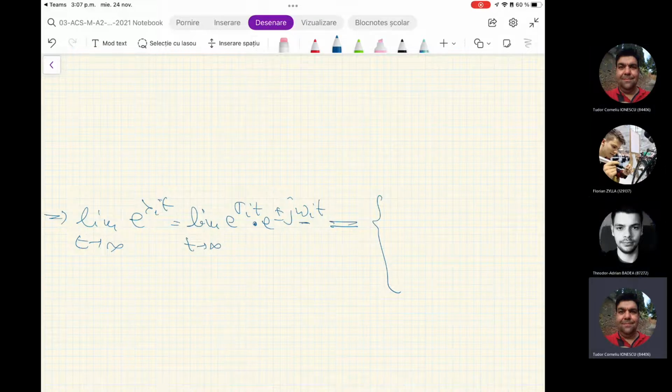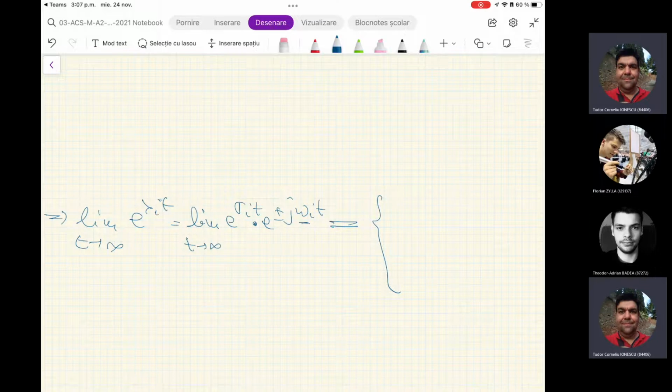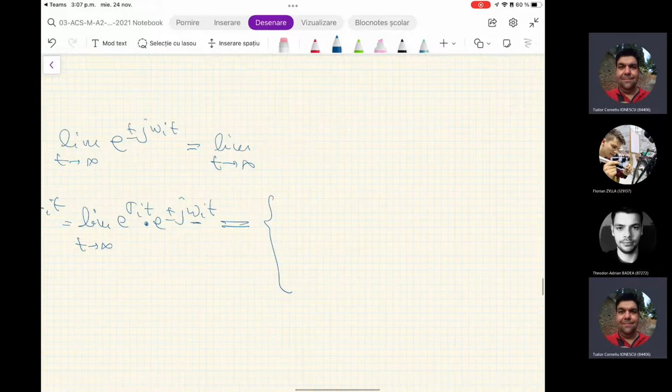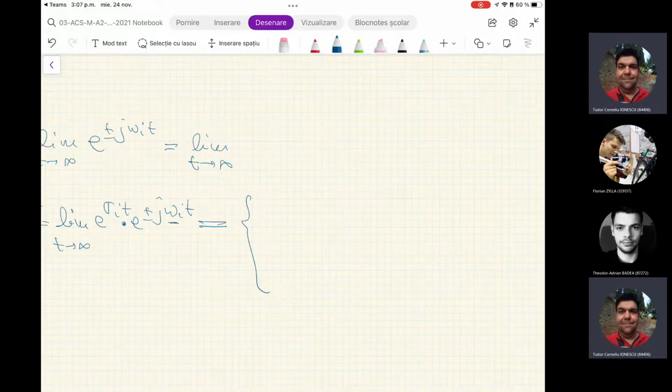Because the sigma gives the modulus, the amplitude. Both sigma and omega give the modulus. No, let me remind you. Limit when t goes to infinity of e to the power plus minus j omega i t. How much is this limit? How much is e to the power plus minus j omega i t?